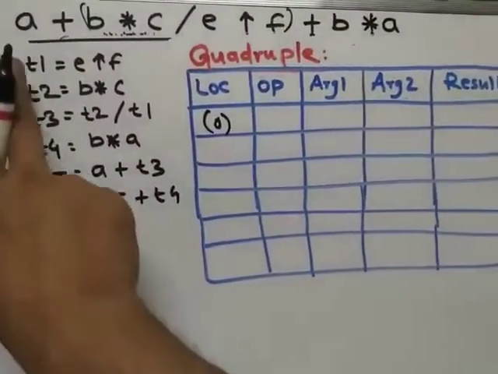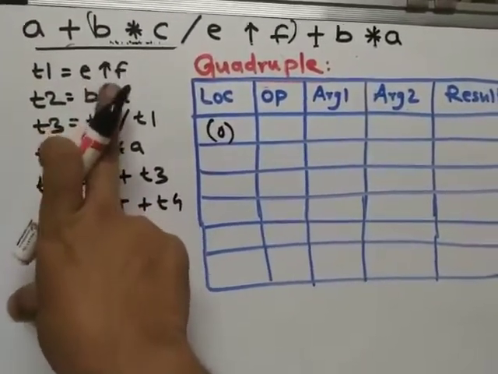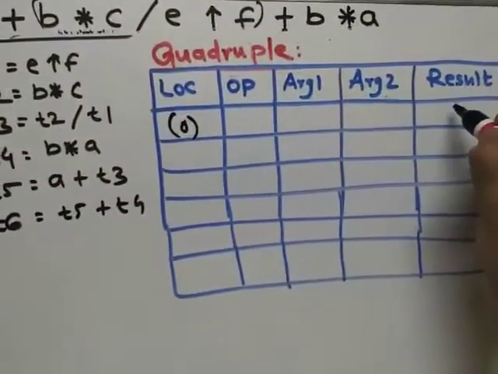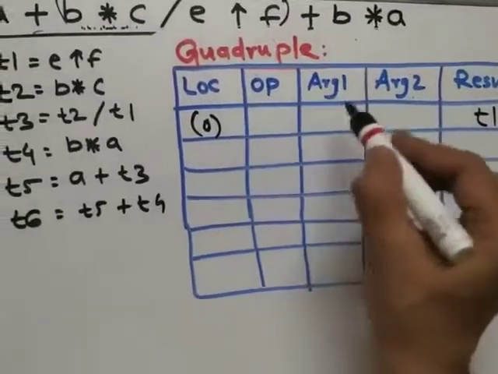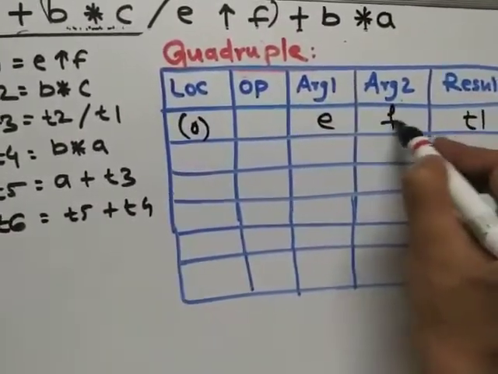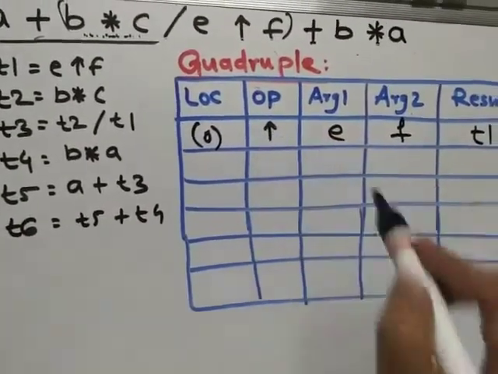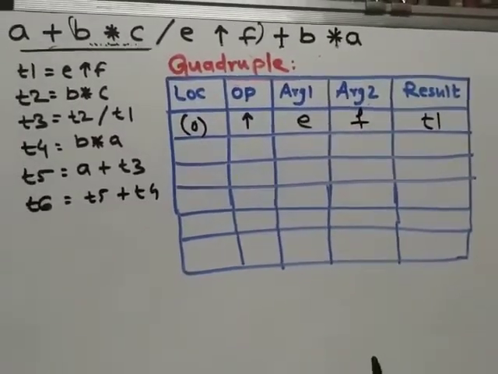So first is t1 equal to e raised to f. So t1 is the result. Argument 1 is e, argument 2 is f, and the operator is raised to. This is how the first column is filled.